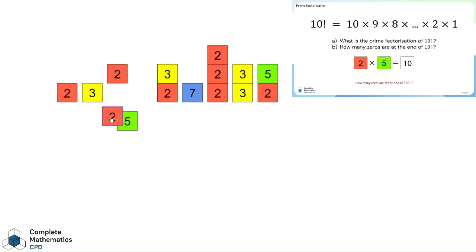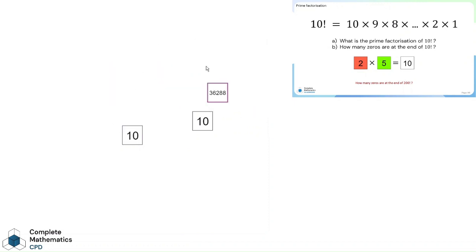So we've got a 5 times a 2 there, which is one 10, and a 5 and a 2 there, which is the other 10. The rest of them, when I multiply all these together, will be a massive number, but crucially it's not going to end in a 0 because it hasn't got any 5's in it. So when I multiply all of them together, I get 36,000 and a bit. Then multiply it by 10, and then by 10, and you can see it's got 2 zeros at the end of it because there were 2 5's in the prime factorisation.